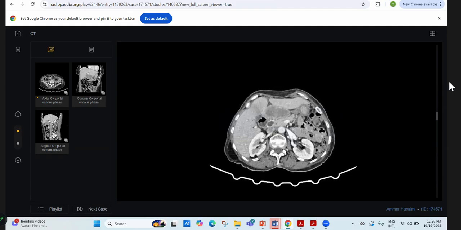May I zoom up the image a little bit, because the size of the image is quite small. If you can try to zoom it.